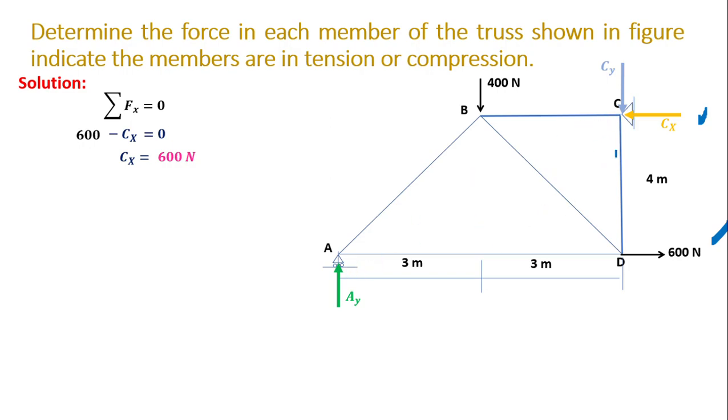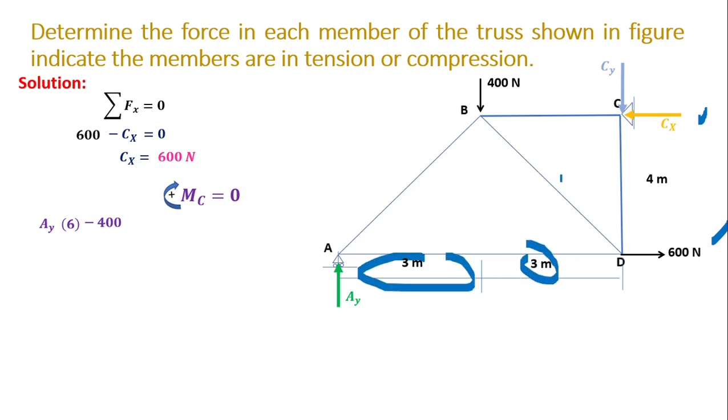Ang pinakamagandang mag-moment sa C. Di ba? Kasi maraming forces doon. Okay. So, we have AY. We have moment arm of 6. Ito, 3 plus 3. Yan, di ba? And then, minus 400. Moment arm niya is 3. Negative 600. Moment arm niya is 4.